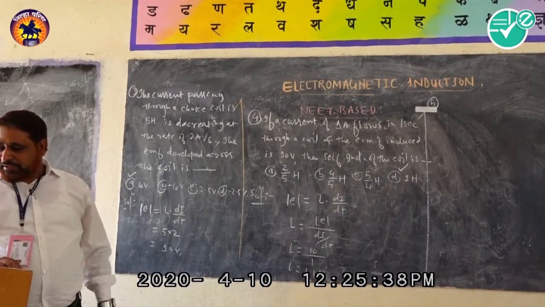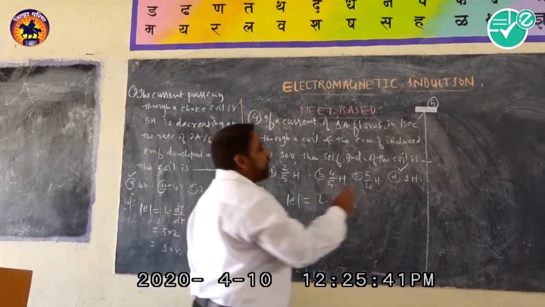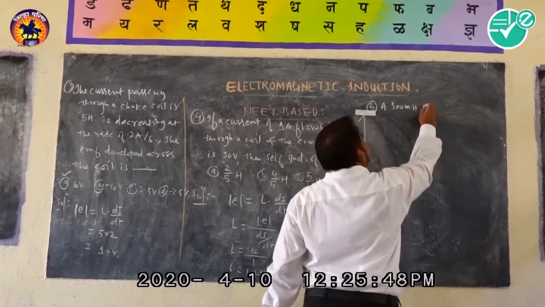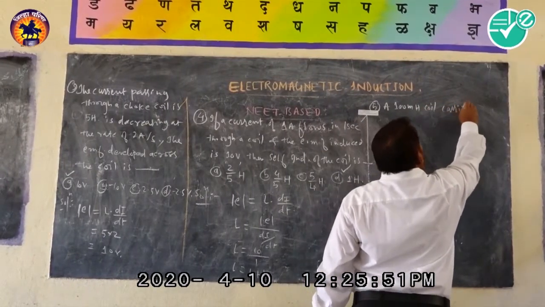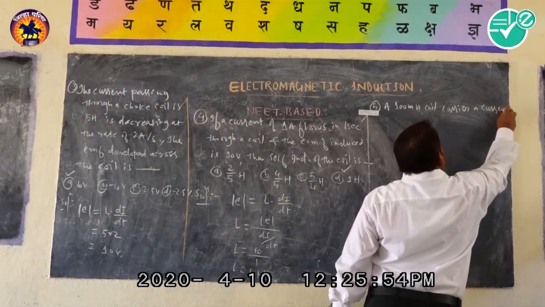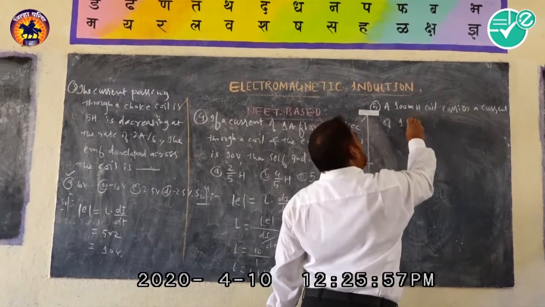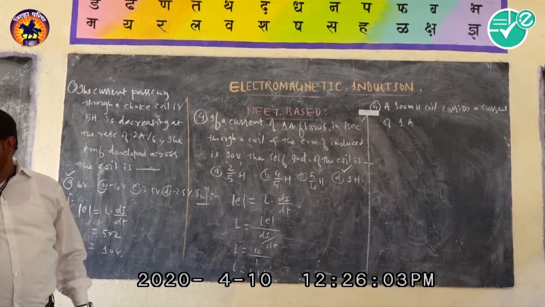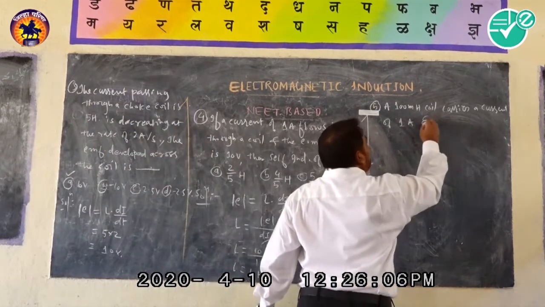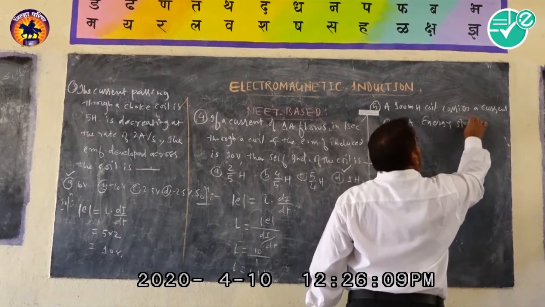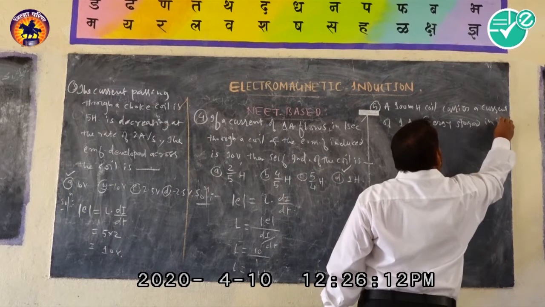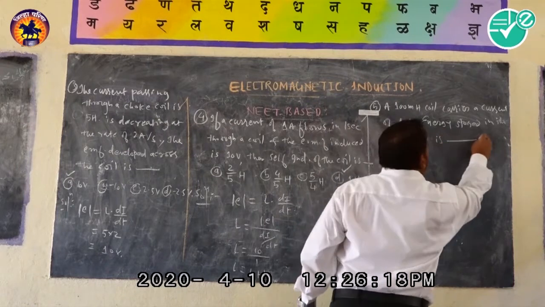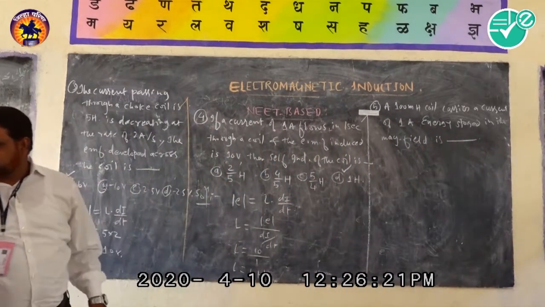Here, a 100 millihenry coil carries a current of 1 ampere. The energy stored in its magnetic field is dash dash. The options are given here.